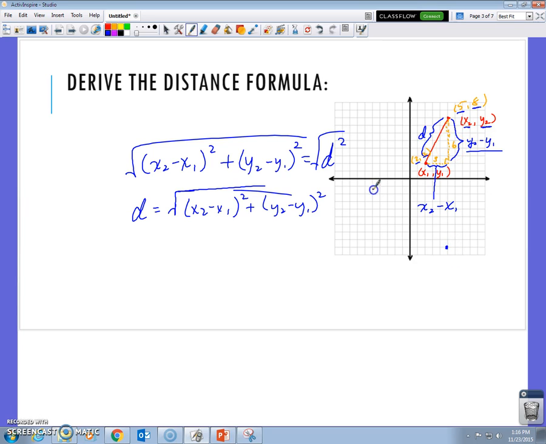It could be a point right here and a point right here. The distance formula still works. But you will need to be able to explain the relationship between the distance formula and the Pythagorean theorem.